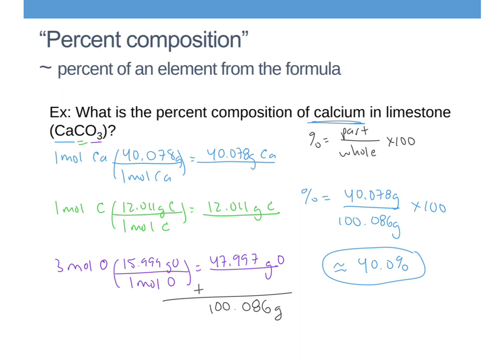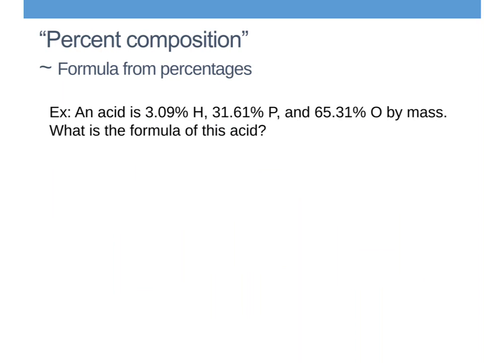So here's just another example. If you know the formula of any substance, you can ask yourself what the percent composition is of any of those components. Instead of calcium, I could have asked you about oxygen, and the only difference would be that I'd take this 47.997 as my part in the numerator and divide it by the 100.086. Same question. So that's one way to do these.